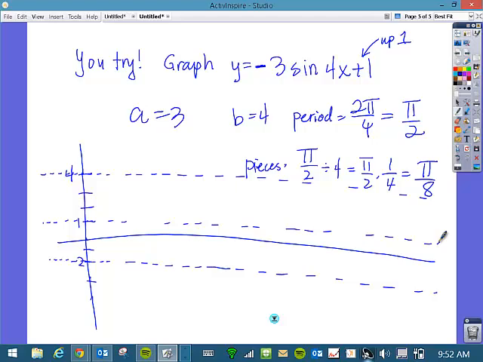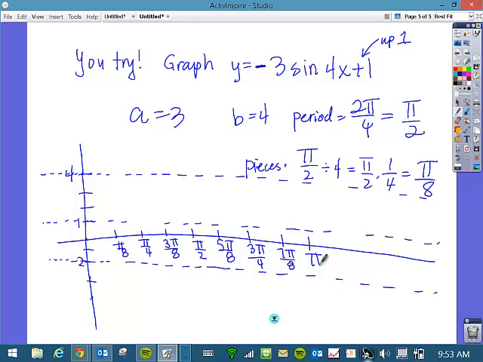All right, my pieces are each pi over 8. So I'm going to start with 1 pi over 8. That was ugly, but you get the gist. 2 pi over 8 reduces to pi over 4. 3 pi over 8, and 4 pi over 8 reduces to pi over 2. So this is one period. Let's do another period. So this is 4 pi over 8, 5 pi over 8, 6 pi over 8 reduces to 3 pi over 4, 7 pi over 8, and 8 pi over 8 is just pi.